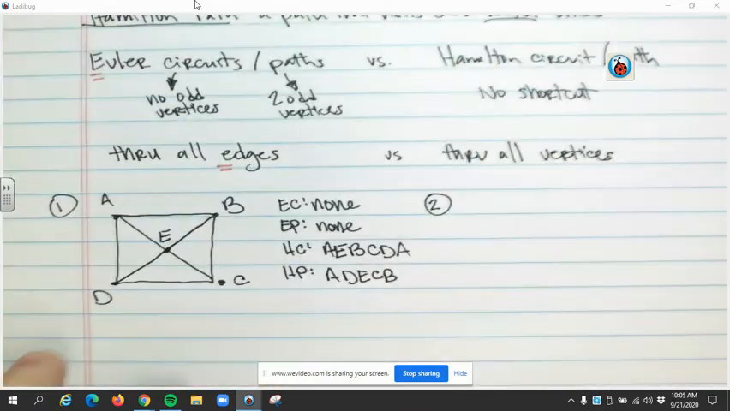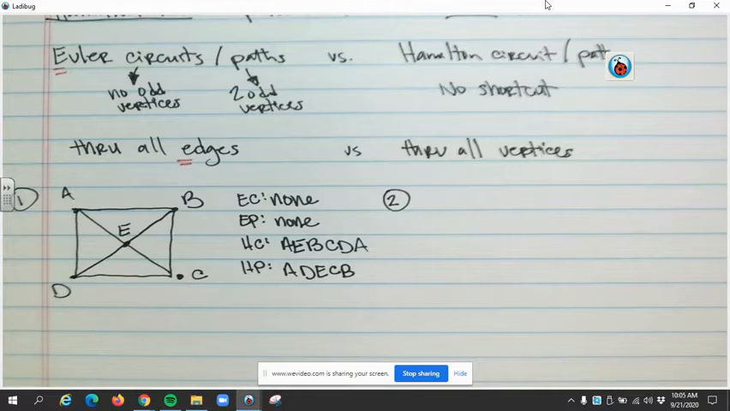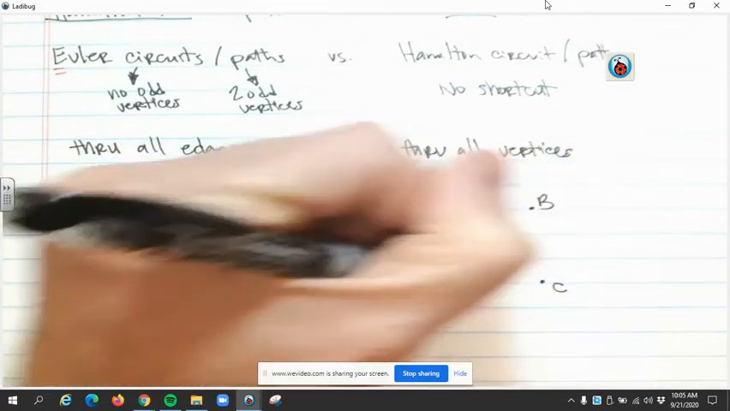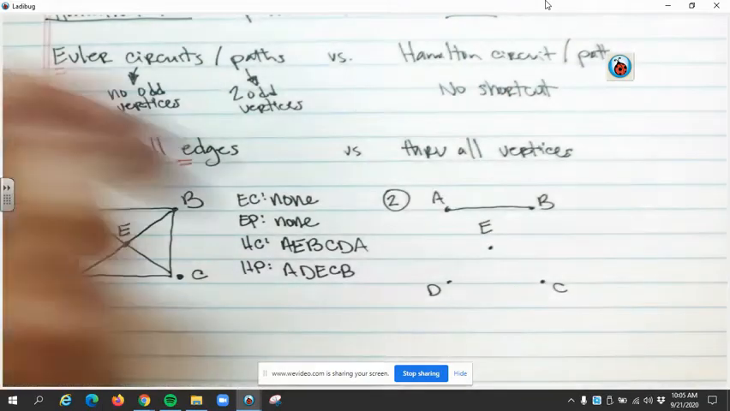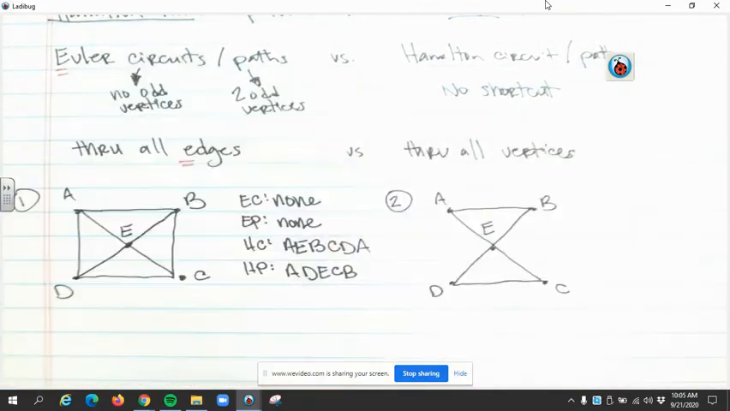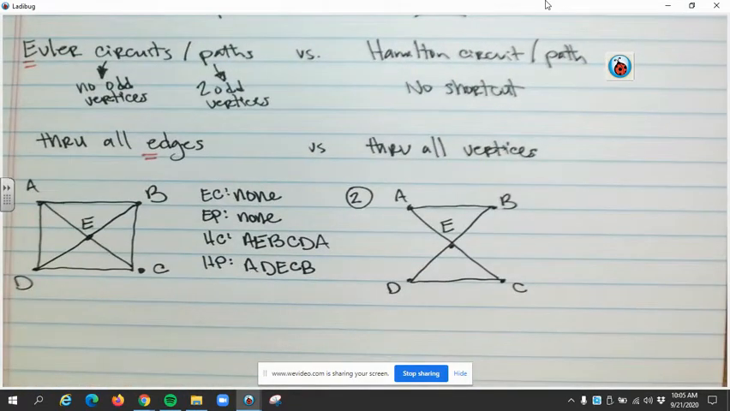Again, I'm going to draw pretty much the exact same shape. I'm going to draw A up here, B over here, C at the bottom, and D over here. I'm going to put E in the middle. Except this time, I'm not going to make a box. I'm going to connect A to B, D to C, and then I'm going to draw my X. So we're going to figure out if there's an Euler path, Euler circuit, Hamilton path, and a Hamilton circuit.